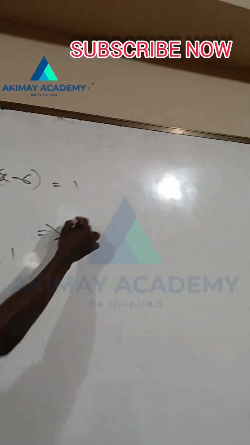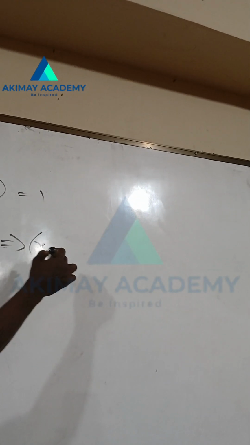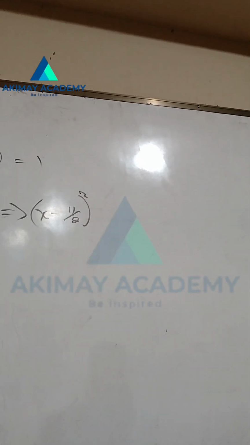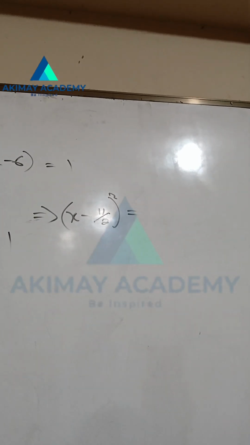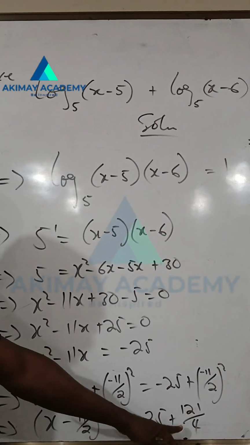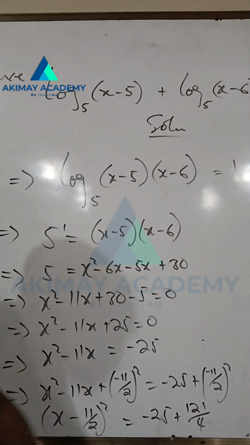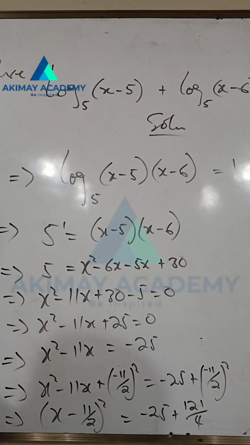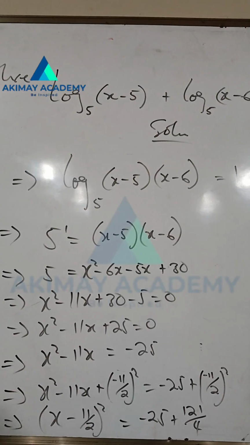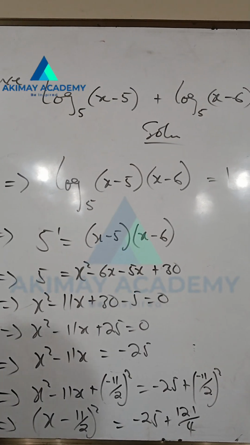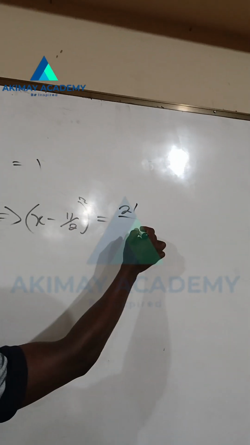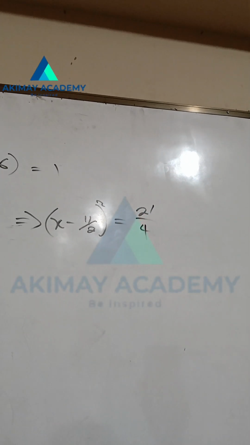So we have x minus 11 on 2 all squared, okay? And this should be equal to, now over here, we have minus 25 plus 121 on 4. Can you simplify it? What do we have? Minus 25 plus 121 on 4. We have 21 on 4. So this one is going to give us 21 on 4. Okay, good.